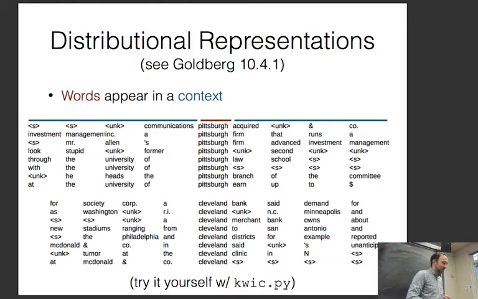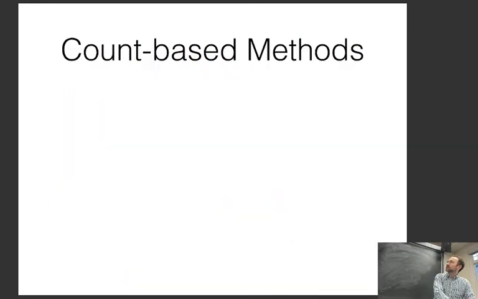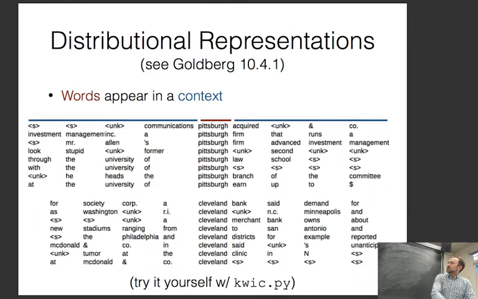And if you do it for Pittsburgh, you get something like Unk Communications Pittsburgh acquired Unk & Co. Investment Management Inc., a Pittsburgh firm, Allen's Pittsburgh firm, etc. And then if you do Cleveland, you get a Cleveland Bank, a Cleveland Merchant, Cleveland Districts. So you can see they both tend to be followed by things like firm or branch or bank or merchant or districts. So you can see that it makes sense that these words are considered similar. And if you want to try it yourself, you can run kyc.py on your favorite corpus, and it will output this for you.